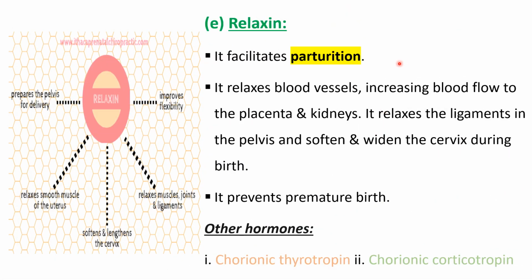Next hormone is relaxin. As the name indicates, it relaxes the muscles at the time of delivery of the fetus. Relaxin mainly facilitates the parturition. The parturition is nothing but expulsion of the fully matured baby outside the female body through the vagina. The hormone that helps in this is relaxin. Mainly it relaxes blood vessels and increases blood flow to the placenta and the kidneys during the pregnancy time. So it increases the efficiency of the placenta and kidneys for blood supply. Then it also relaxes the ligaments in the pelvis region and softens and widens the cervix during the birth.